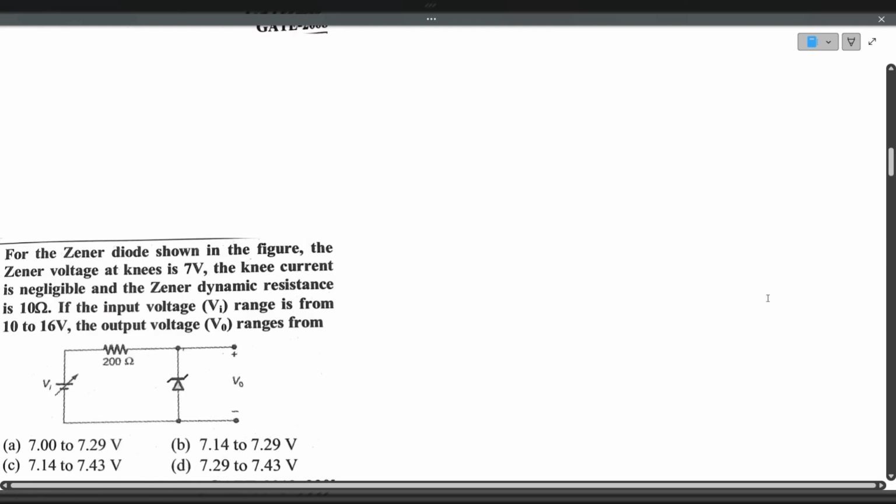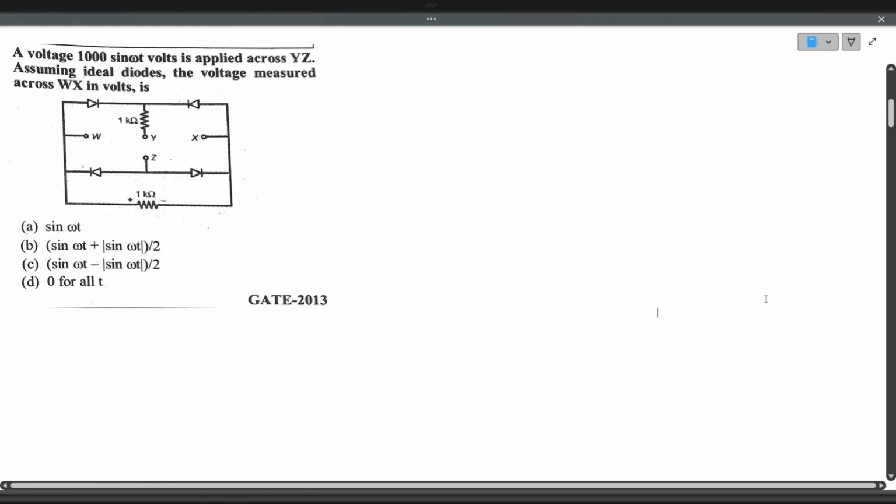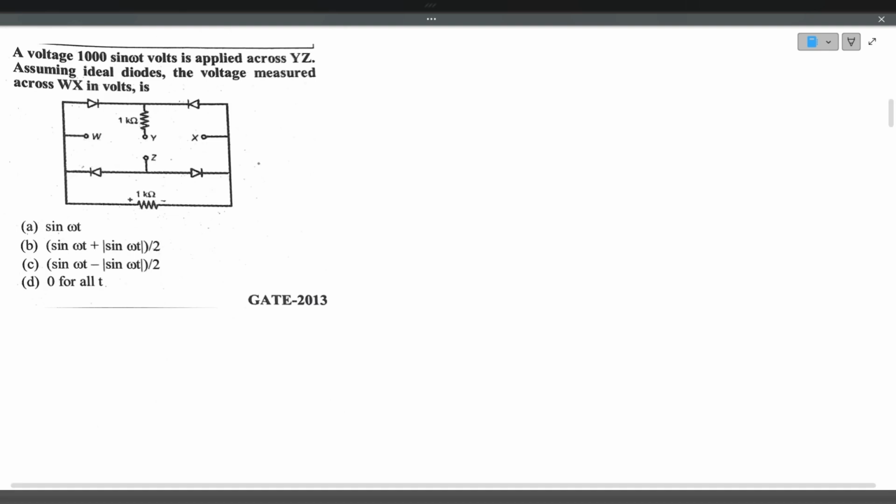Now we'll see the first question. A voltage of 1000 sin omega t is applied across the terminals YZ. Assuming the diodes are ideal, the voltage measured across WX in volts is. So he is asking us to find the voltage across X and W. This is W and this is X, and the input voltage is applied between Y and Z. That is a sinusoidal waveform of 1000 volts peak voltage.